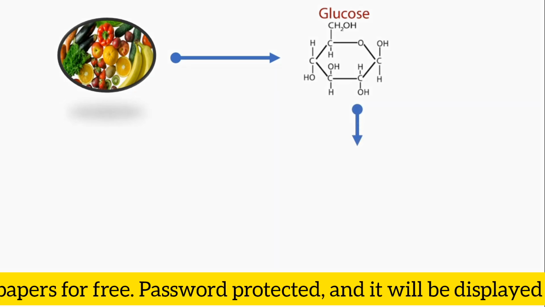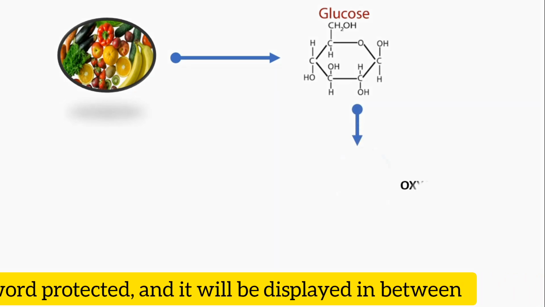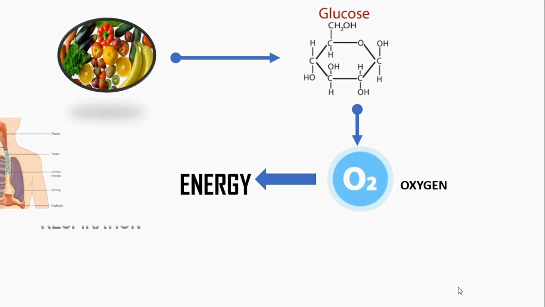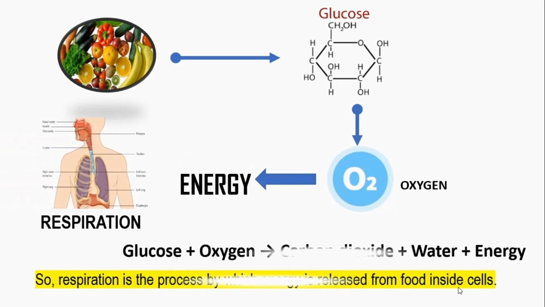Then, in our body cells, glucose reacts with oxygen to release energy. This process is called respiration. So, respiration is a process by which energy is released from inside the cells.